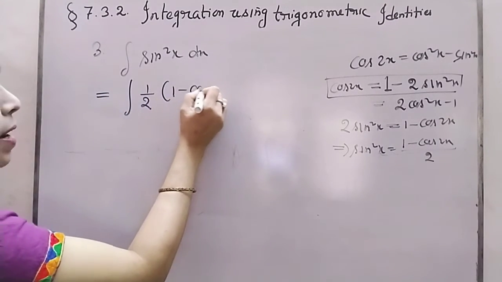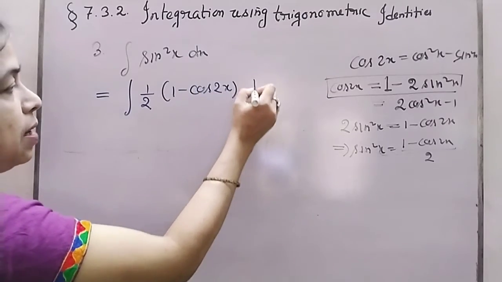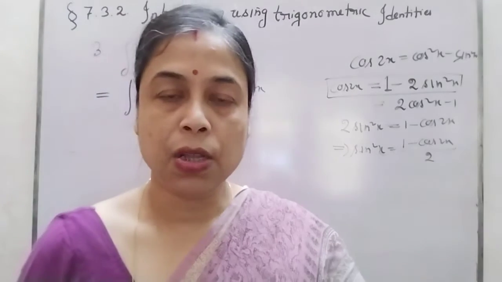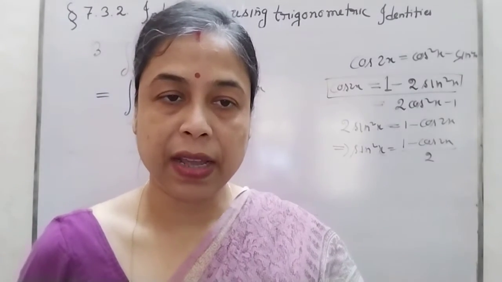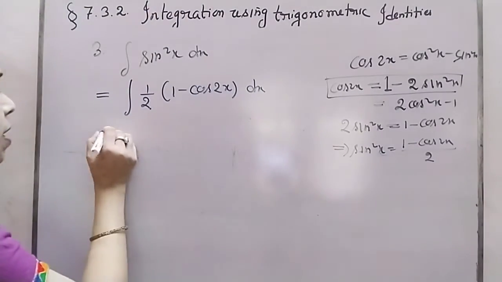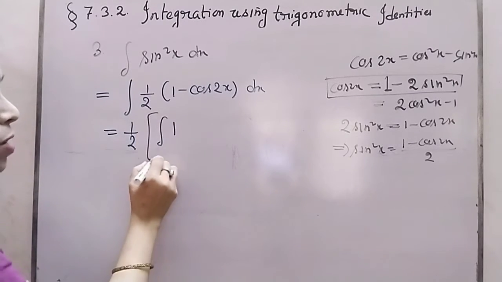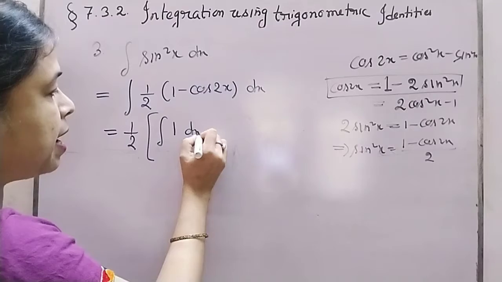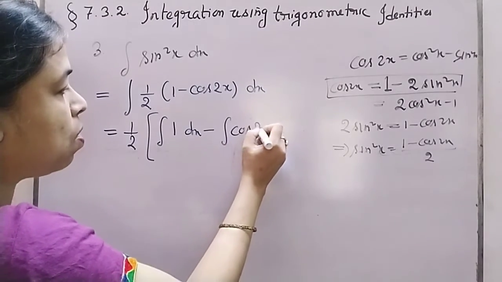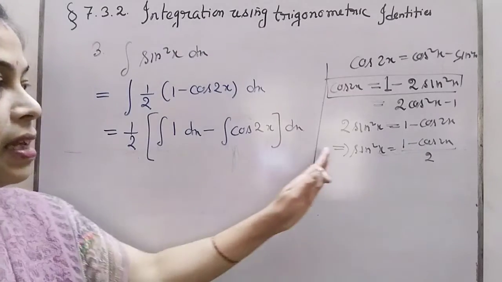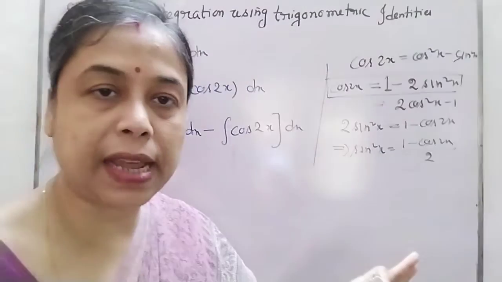In the place of sine square x, I am going to use the substitution. What is that? Half of 1 minus cos twice x into dx. Now you see half is a constant, so half I can bring out of this integral, is it not? So bringing half out of this integral, this will become, I have to put a bracket, integration 1 dx minus integration cos of twice x into dx. Okay, these things I have done as rough work just to understand it properly.